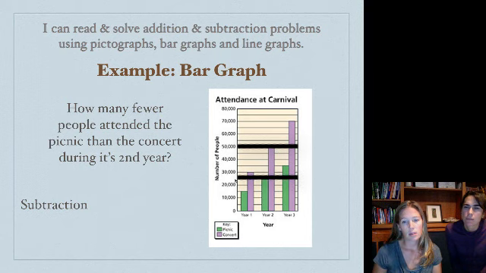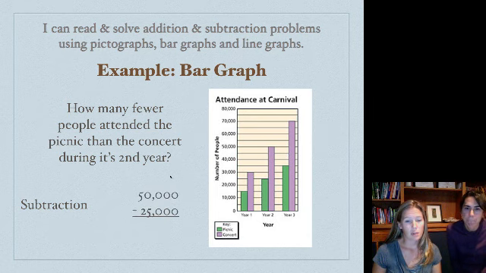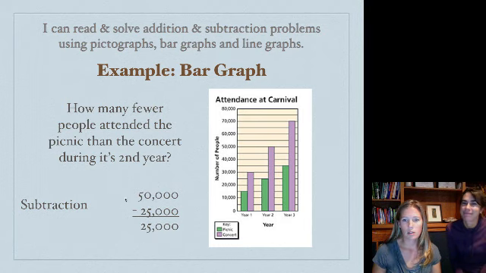And I drag my little line for the picnic across, and it falls right exactly in between 20 and 30,000. So I, knowing my math, each of these must represent 5,000. So if it's in the middle, it would be 25,000. So if I'm subtracting, I take my 50,000 minus my 25,000, and you should end up with 25,000. So 25,000 fewer people.